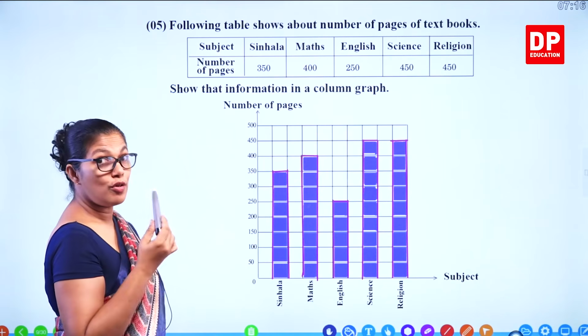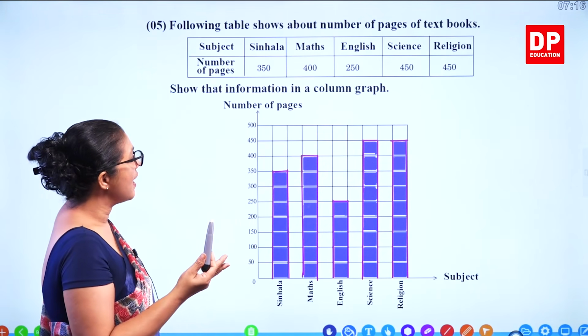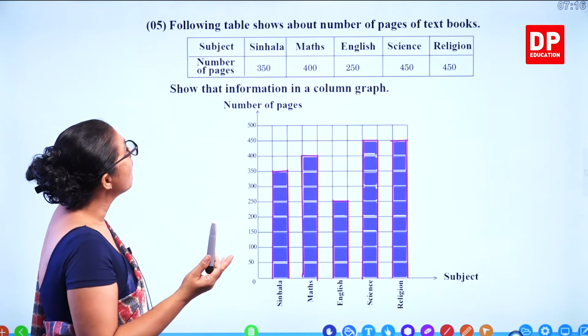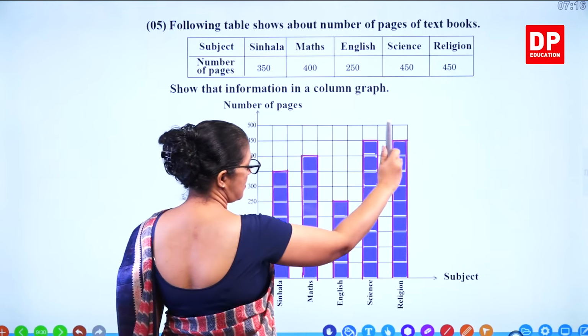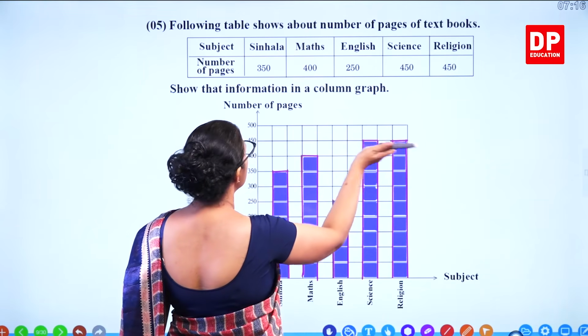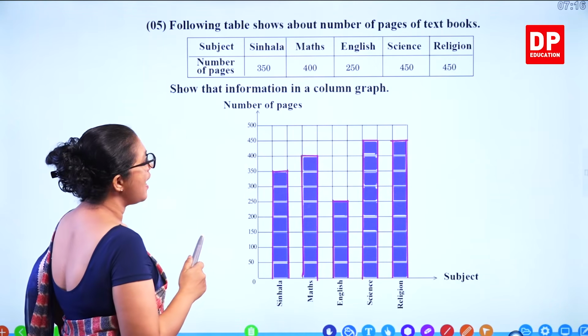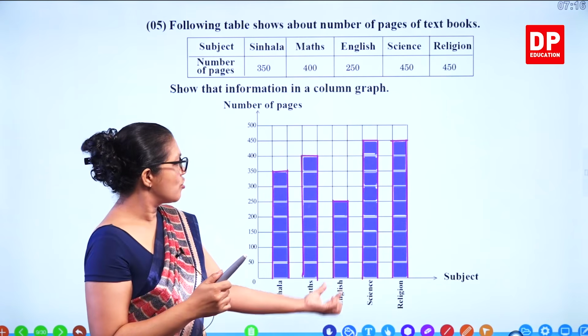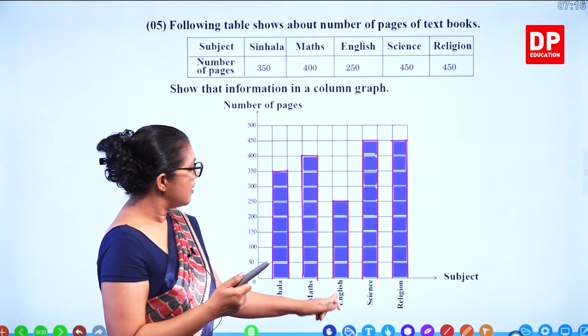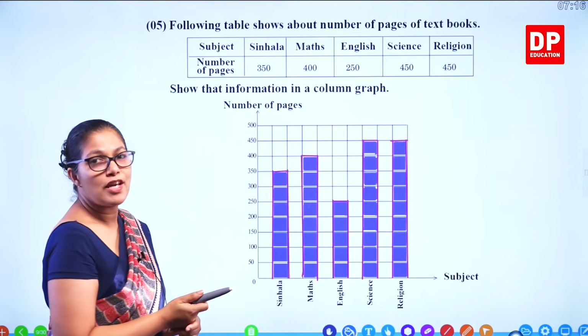So here when you look at the graph, we can clearly see. Here science and religion books got more pages than other one. So English book is the lowest number of pages inside.